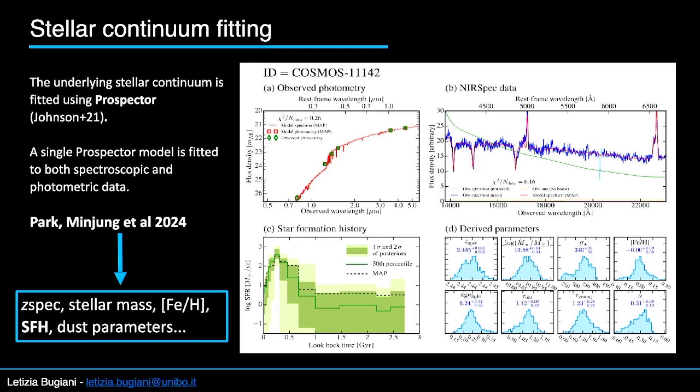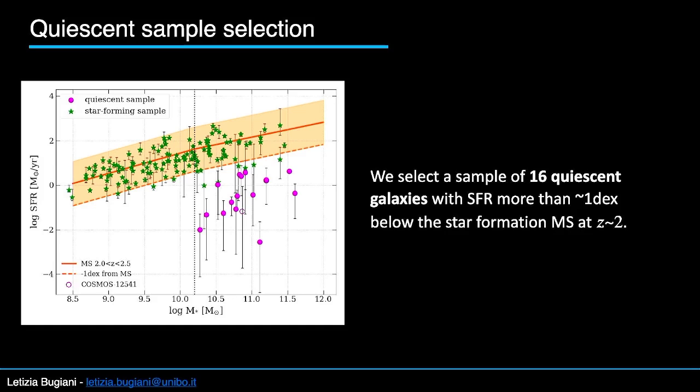First, in order to isolate the emission due to ionized gas, we need to first subtract the stellar continuum. So the stellar continuum is fitted using Prospector, fitted both to the photometric and the spectroscopic data, and this work has been done by Minjung Park. She's a PhD student at Harvard, and her new paper is recently out on arXiv. We selected a sample of 16 quiescent galaxies by taking galaxies with a star formation rate that is below 1 dex the star formation main sequence at this redshift.